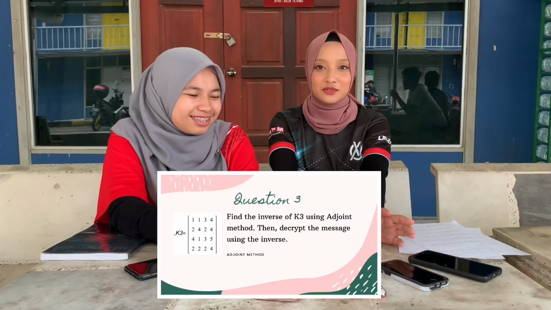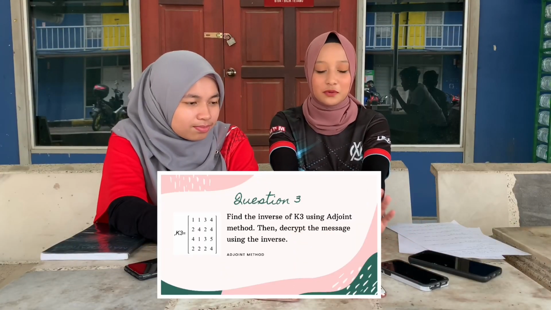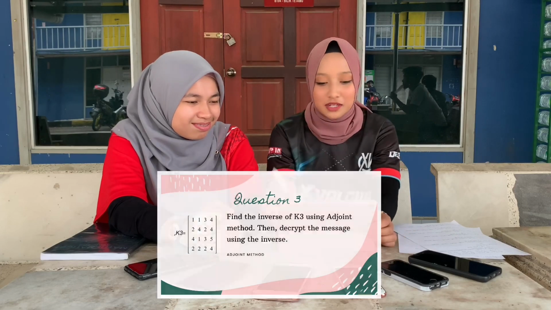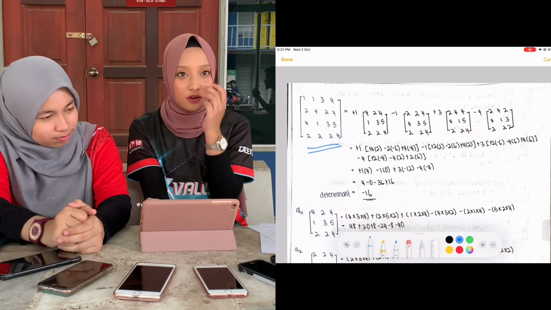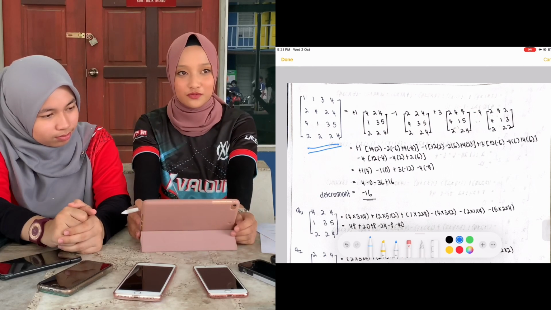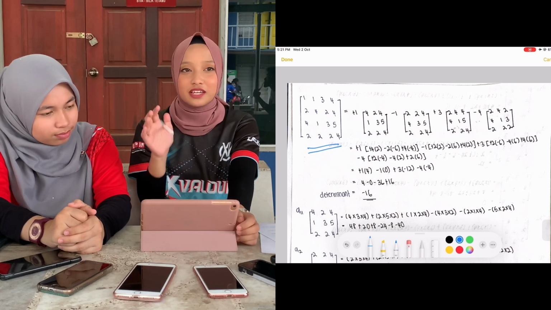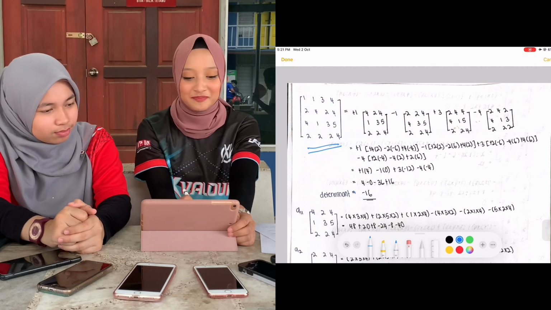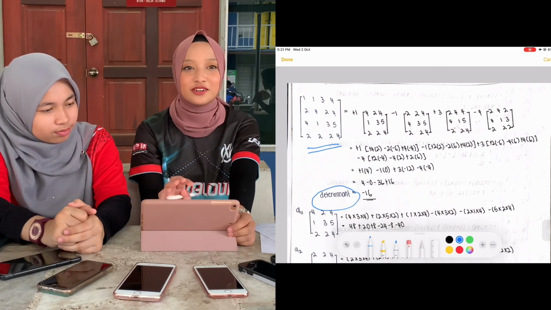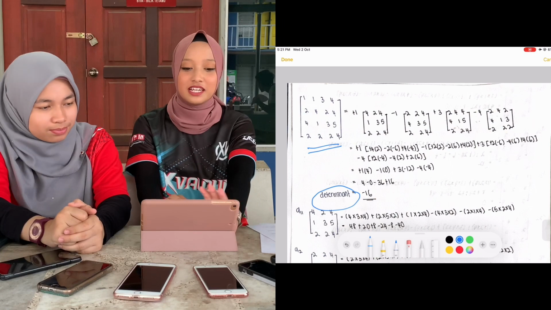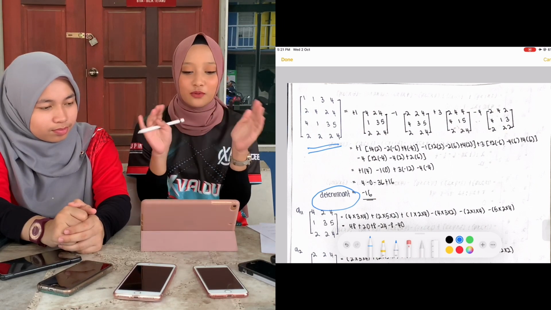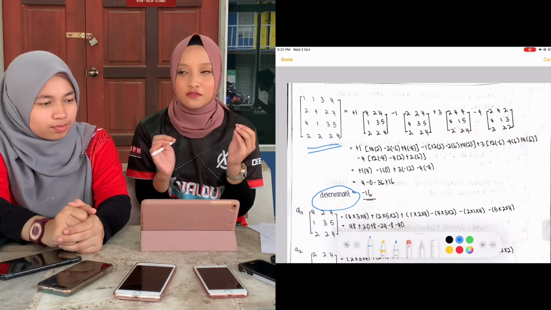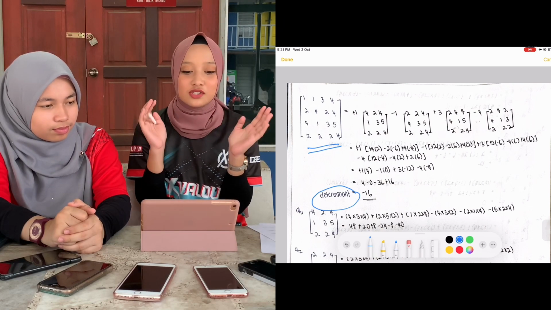So based on the previous question, the first step to solve the question is to look at the matrix. The matrix given is 1 1 3 4, 2 4 2 4, 4 1 3 5 and 2 2 2 4. Okay? So the first step is to find the determinant. From the matrix that was given, we can choose any row, but the easiest way to find the determinant is to choose the first row.